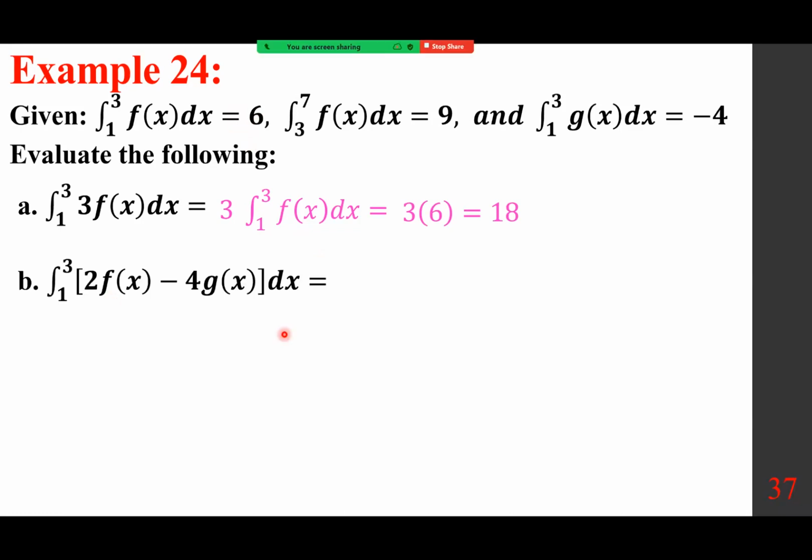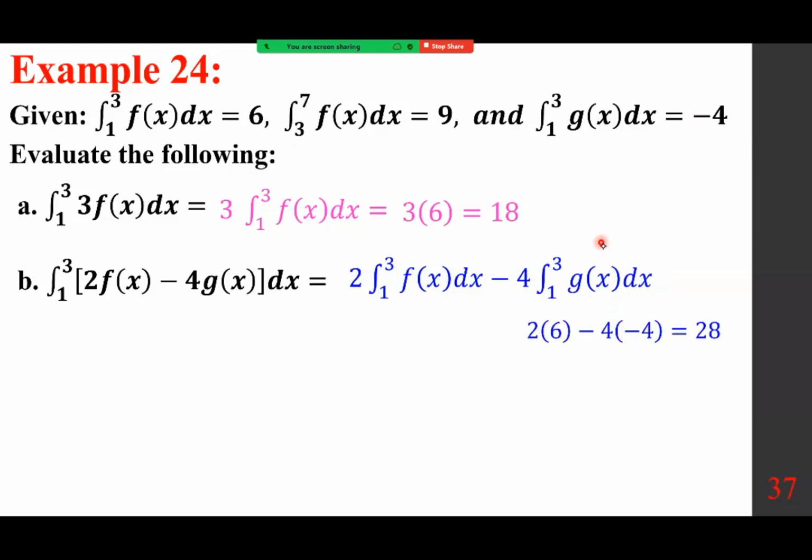Again, I'm going to cut them into pieces: something involving f, something involving g, and I take the 2 out and I take the negative 4 out. First I do this simple process. This one we know is 6, so I'm going to replace this with 6. And this one, I'm going to replace it with negative 4. So 2 times 6 minus 4 times minus 4. 2 times 6 is 12, plus 16 is 28.